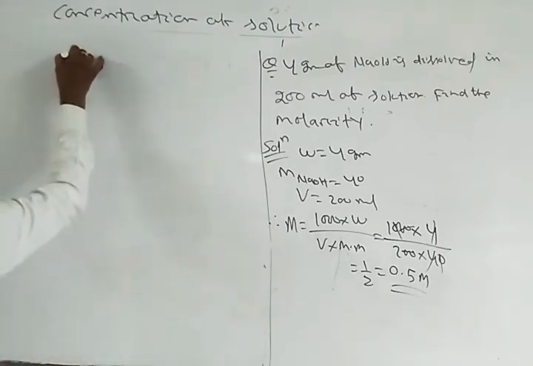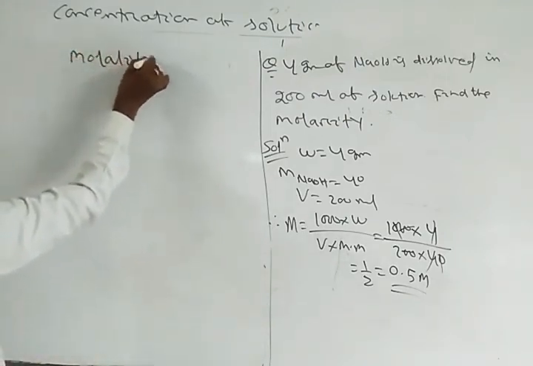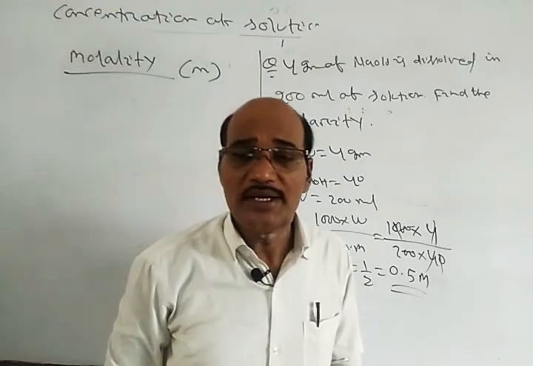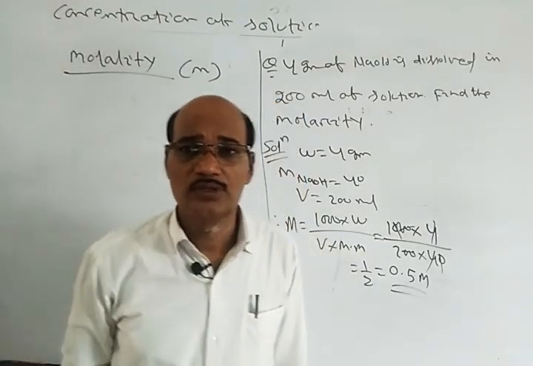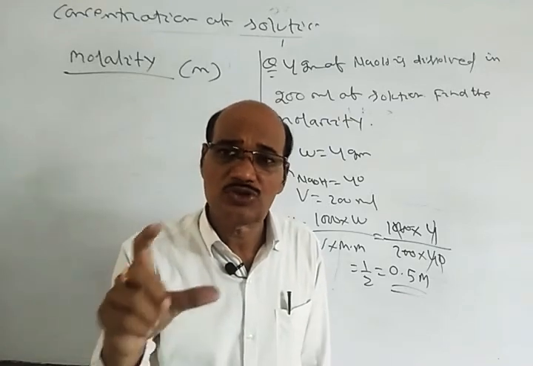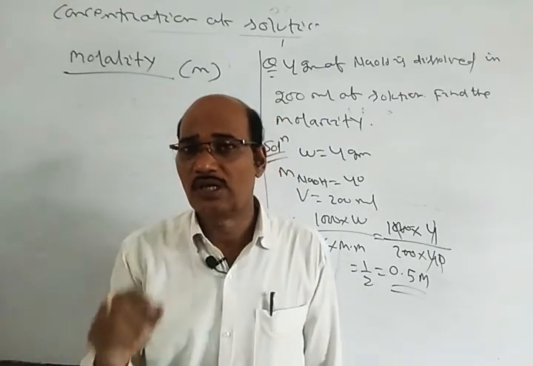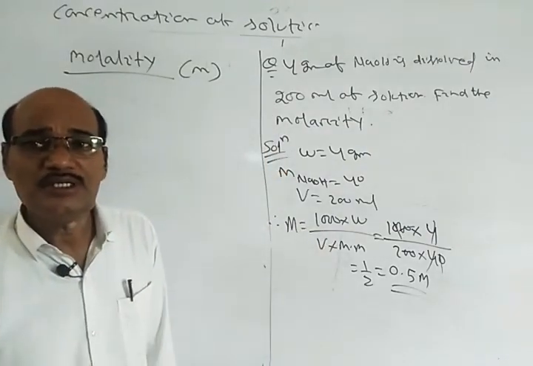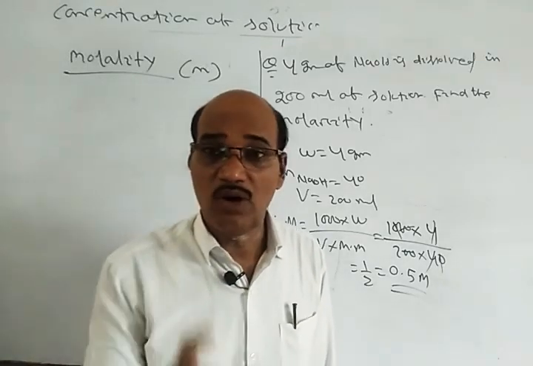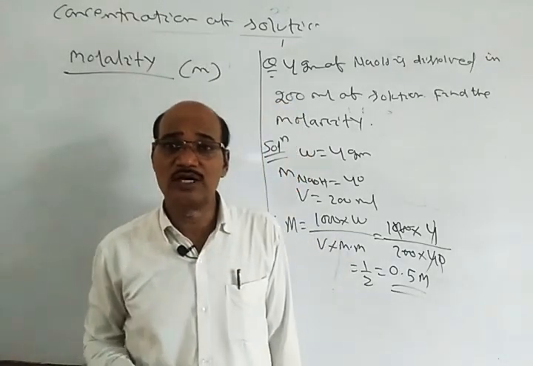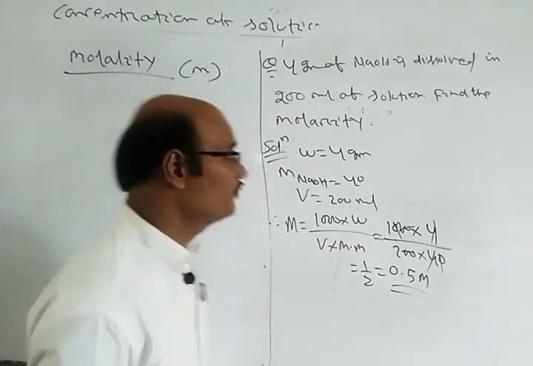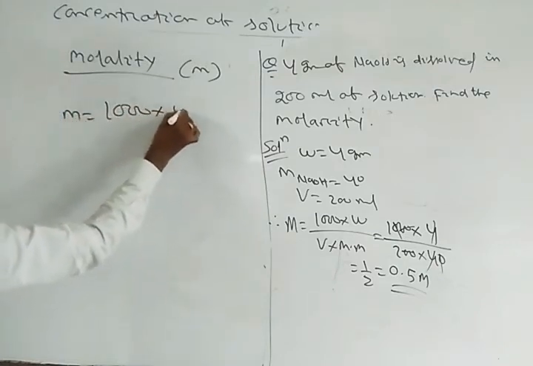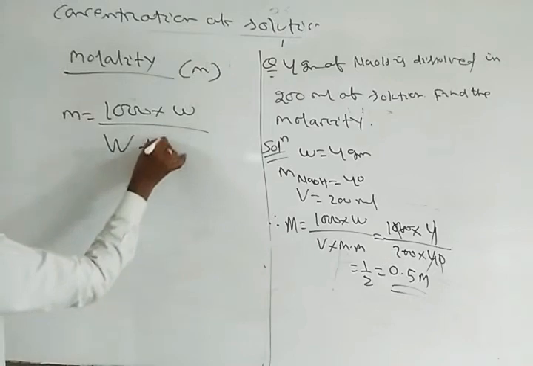molality. What is the molality? Molality of a solution is the number of moles of solute present per 1000 gram of the solvent. So how many moles of solute are present in 1000 gram of the solvent, that is called molality. So molality m is equal to 1000 into w by W into M.